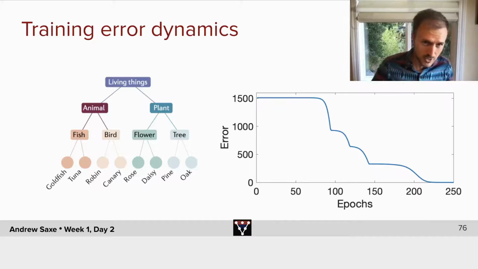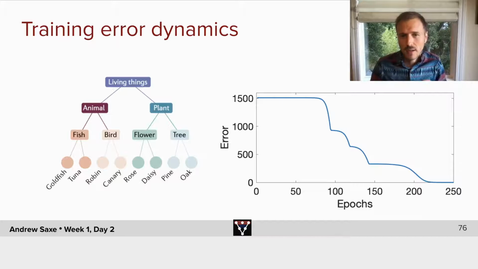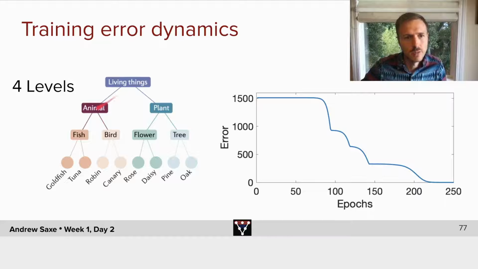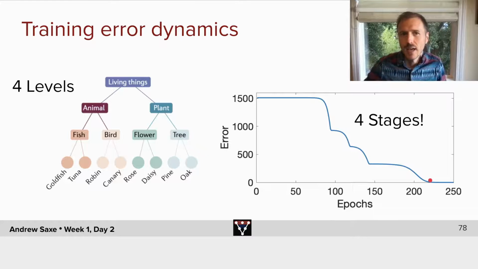So another observation we can make is we can try to line up this error trajectory with the data set that we trained it on. And it's quite remarkable because if you look at it, you'll see that there are 4 levels in this hierarchy, right? 1, 2, 3, and 4. And you'll also notice that there are exactly 4 stages in the learning trajectory. 1, 2, 3, and 4. And so it seems like it could be that, in fact, each one of these transitions corresponds to learning one level of this tree.